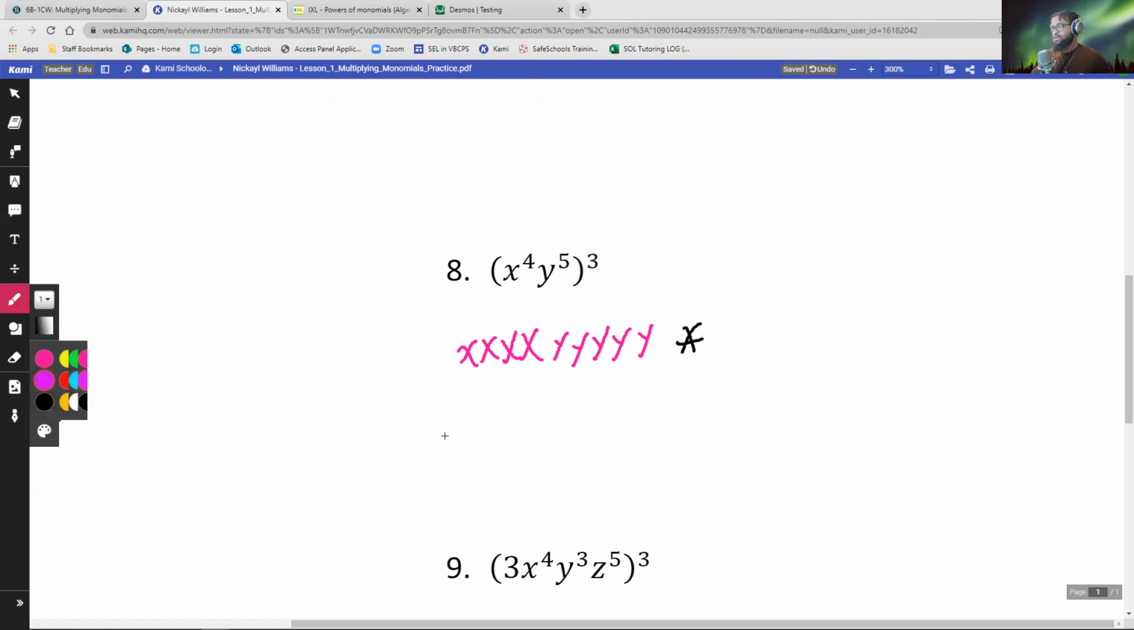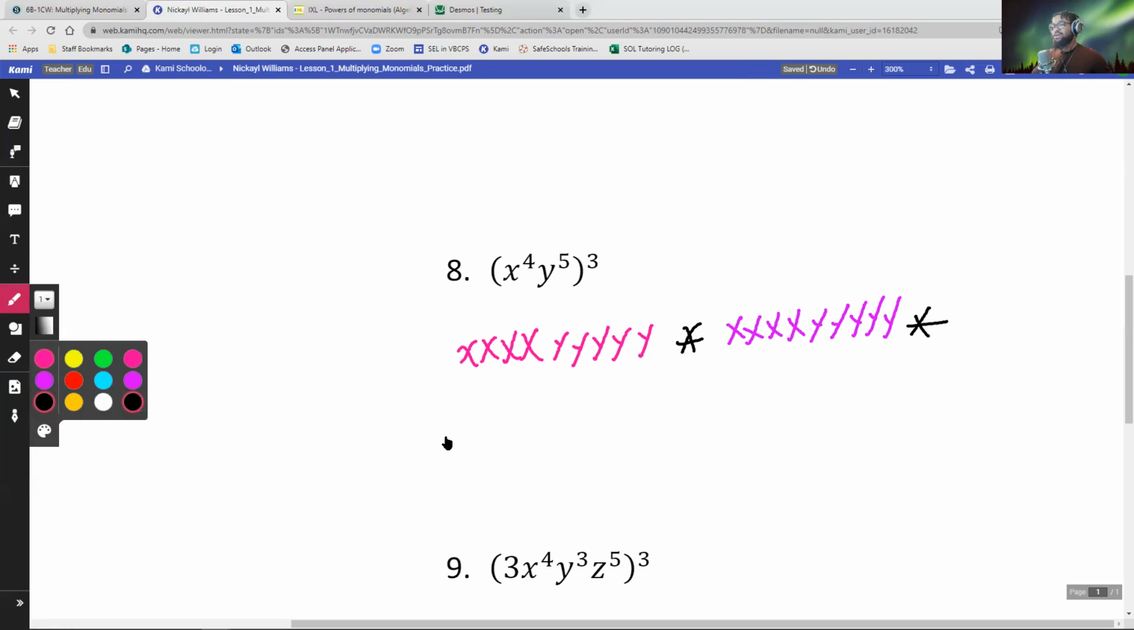I'll do it 3 different colors. X times x times x times x times y times y times y times y times y. 1, 2, 3, 4. 1, 2, 3, 4, 5. All right, just want to make sure I'm writing out the right number.